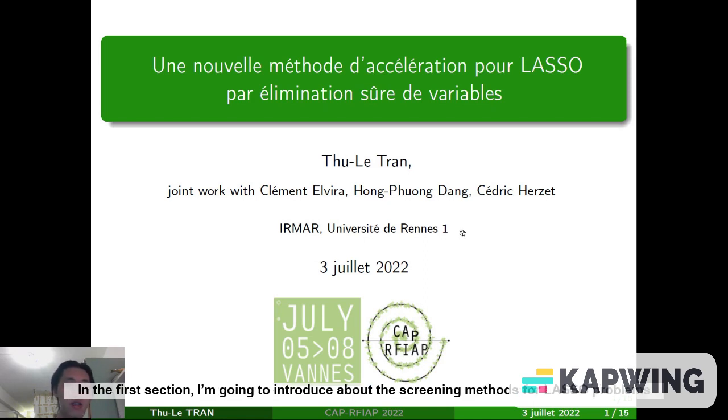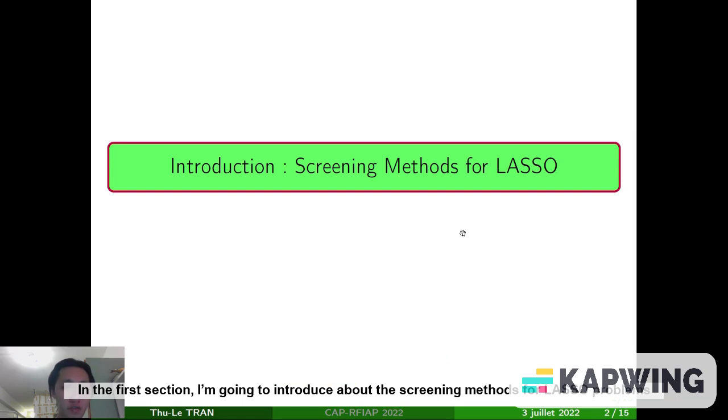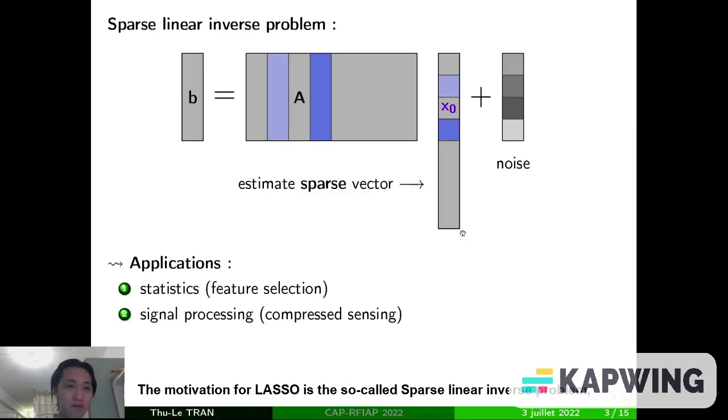In the first section, I'm going to introduce the screening methods for LASSO problem. The motivation for LASSO problem is the so-called sparse linear inverse problem, in which we want to recover a sparse vector x0 from the noisy linear model b equals A of x0 plus some noise. Here, the sparsity means that there are only some coordinates of the vector that are not zero.